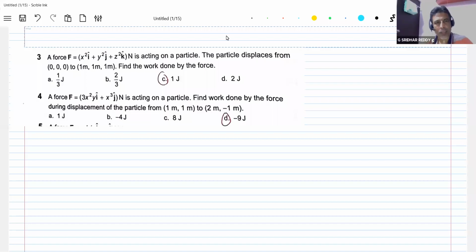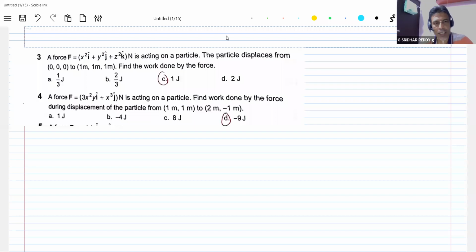So we'll proceed with the work done by the different types of forces. Then we'll also focus today on the work done by conservative and non-conservative forces, and how to categorize a given force as conservative or non-conservative using mathematical methods. This will be the discussion in today's class.